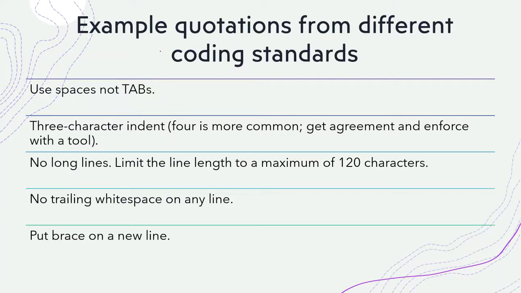So there are quotations from different coding standards here. Examples of those are: using spaces, not tabs; 3-character indent, though 4 is more common; get agreement and enforce it with a tool; no long lines, limit the line length to a maximum of 120 characters; no trailing white spaces on any line; and put the brace on a new line.